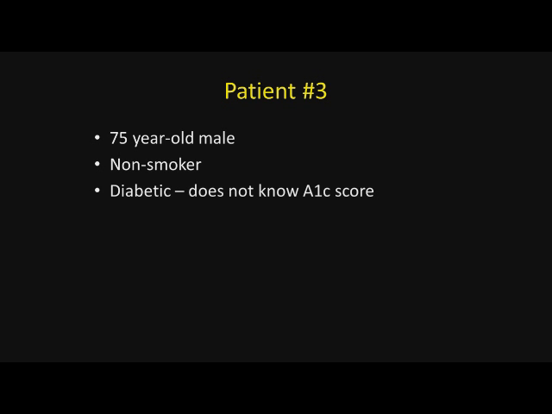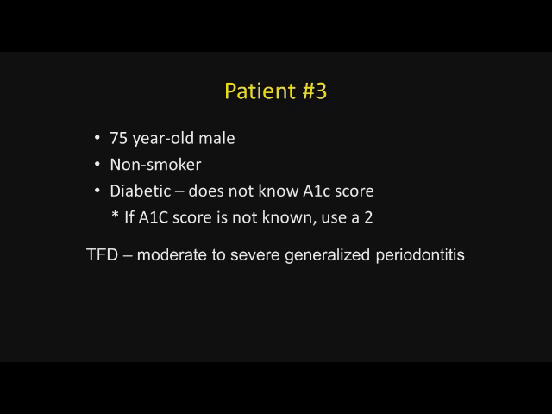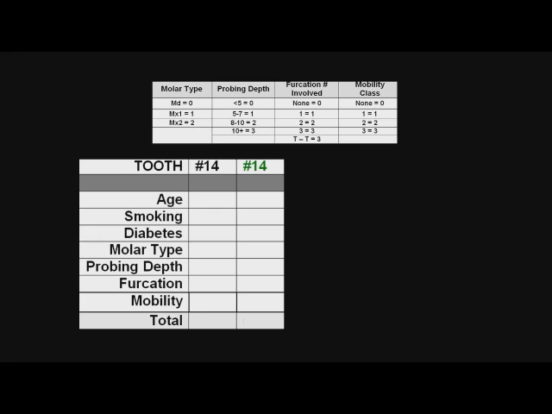And certainly you will be seeing, with an aging population, more patients like this. We're dealing with a 75-year-old male who is a non-smoker. He's a diabetic but does not know his A1C score, and we suggested that we do an A1C in the office, as we've talked about, but the patient declined. So what do you do? You assign a 2 for diabetes. His treatment-focused diagnosis is a moderate to severe generalized periodontitis. And here we look at the various things.